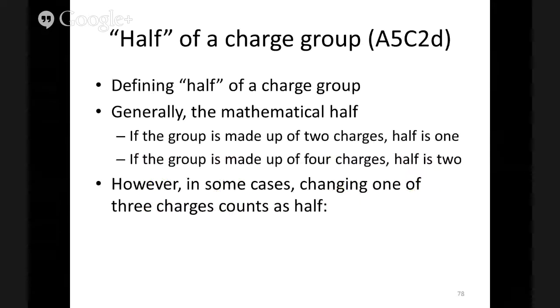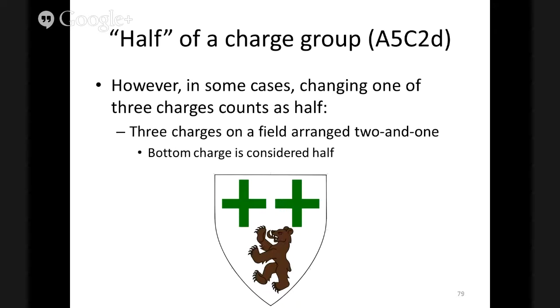Special rule. Half of a charge group doesn't mean half. Usually it means half. So if you have 2 charges, half of that is 1. If you have 4 charges, half of it is 2. That's pretty easy. But in cases when you have 3 charges, sometimes changing only one of them counts as changing half for the purposes of getting a DC. And these are specific situations. If you have a field arranged 2 and 1, then the bottom charge is considered half.